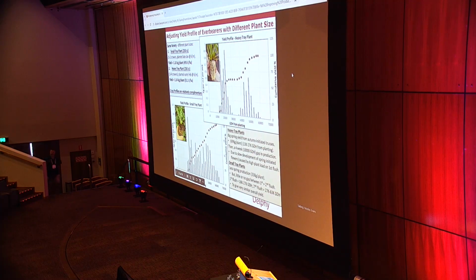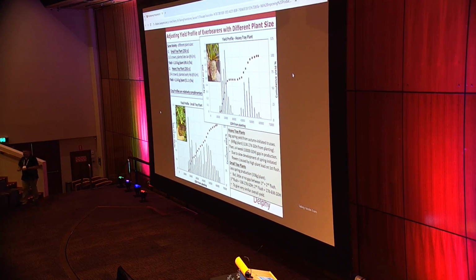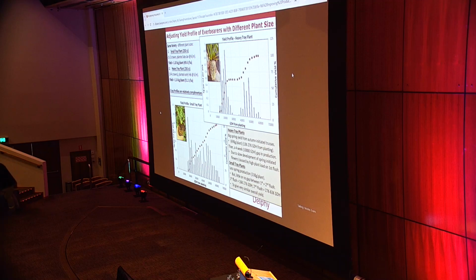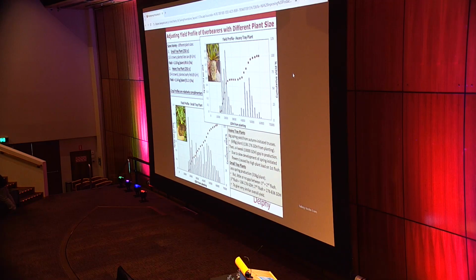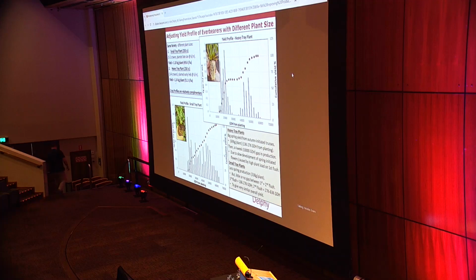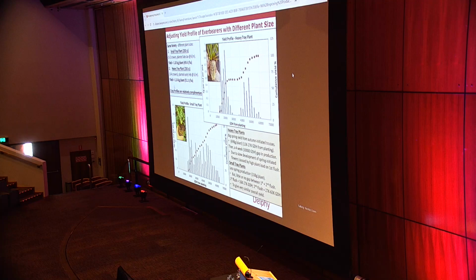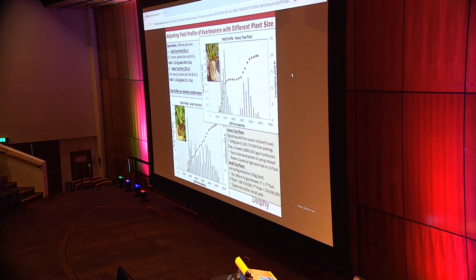Adjusting yield profiles with everbearers with different plant types. So in this situation, we have 2 different plant types: a small tray plant, 1 to 2 crowns, planted in late January. This is in Europe, and it gives a yield of 1.1 kilograms. And a heavy tray plant, 3 to 4 crowns, planted in early February, it gave a yield of 1.14 kilograms. We have two completely different cropping profiles.